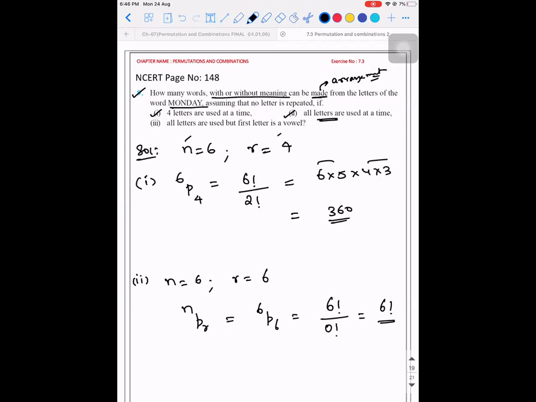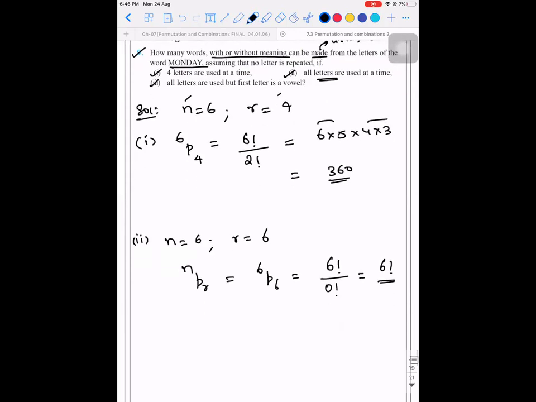Okay, next. Okay, you can mute yourself. Rohan? Yes, sir. So how to do the third part? All letters are used, but the first letter is a vowel. So, sir, there'll be 6 spaces. Okay, first let's put 6 blank spaces. What is the requirement? The first letter should be either O or A. So how many possibilities are there? 2 possibilities, sir.